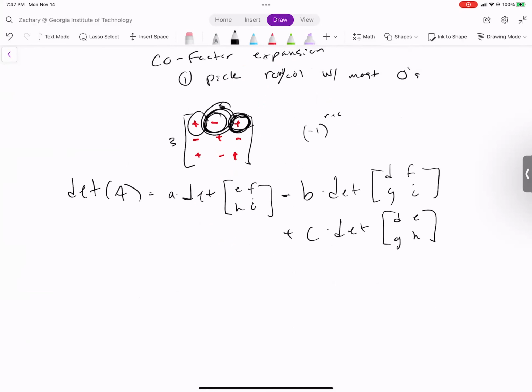Questions on this? If this is a 4 by 4, each of these matrices would be 3 by 3, and we'd have to do it again. It'd be a headache and a lot. All right.